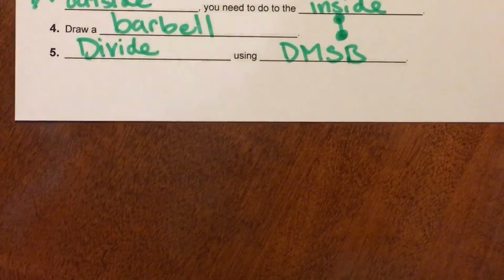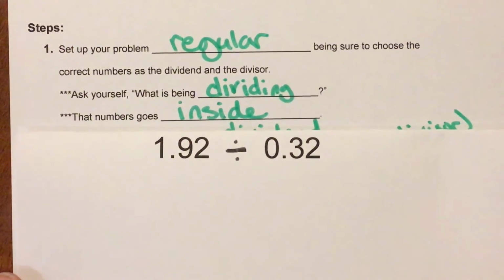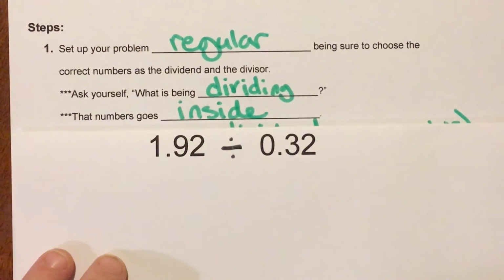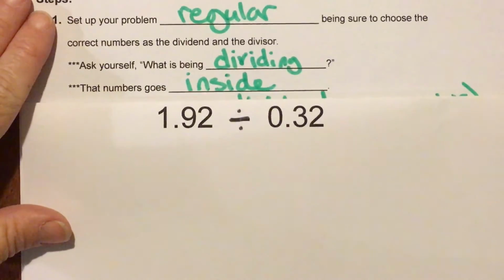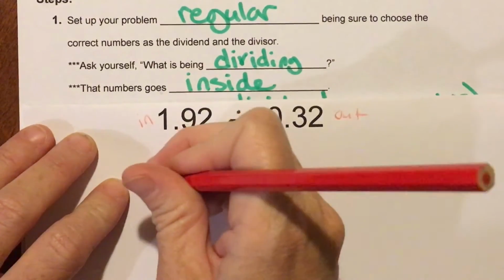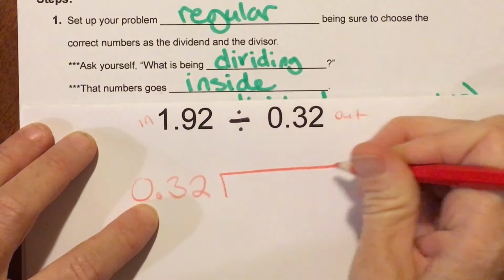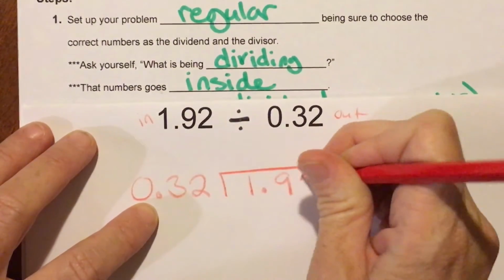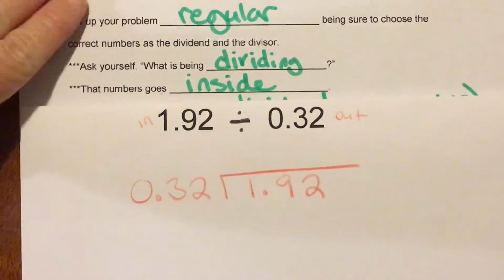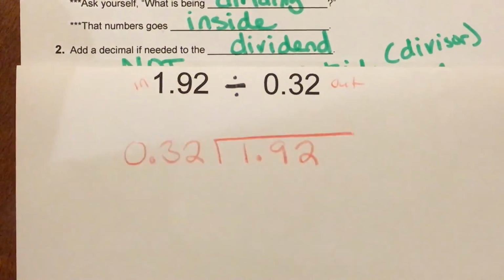This one's going to be a little bit more difficult, but I'm still going to refer back to my understanding decimals before. Understanding division. So this one says, set up your problem regular. Well, this one goes in and that one goes out. So I have 0.32 out and 1.92 in. Step 2, add a decimal to the dividend. Well, I don't need one.